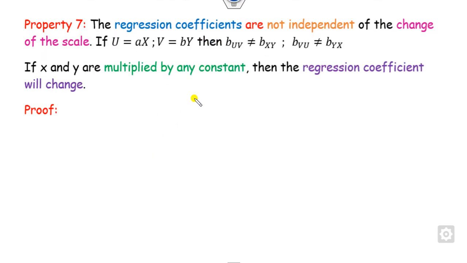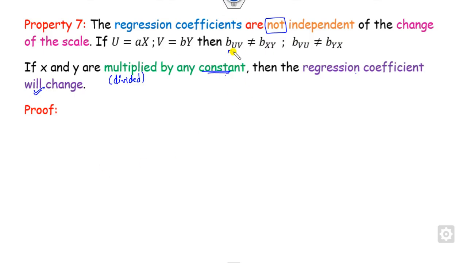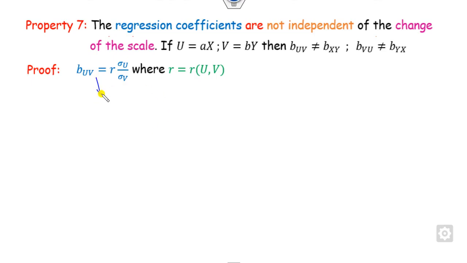Look at the last property: the regression coefficients are not independent of the change of scale. Change of scale means you either multiply or divide by a constant quantity, and then the regression coefficient will change. While the previous example says change of origin does not impact the regression coefficients. Here again we can start with the definition of b of uv. We first calculate the value of r, then calculate sigma u and sigma v by the same method.